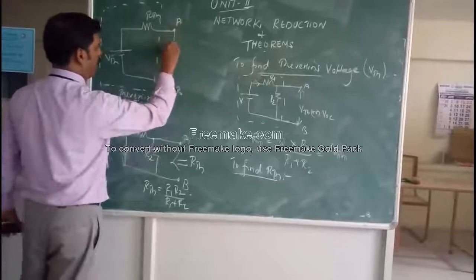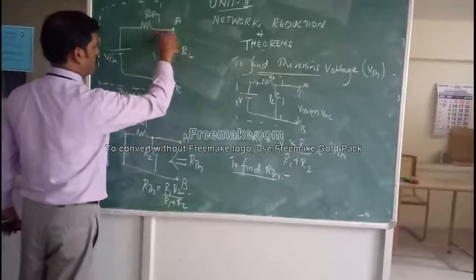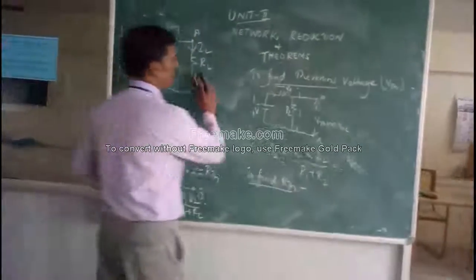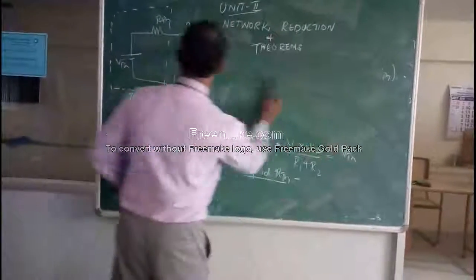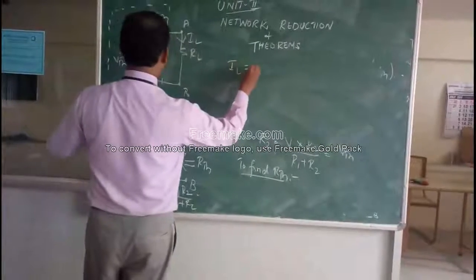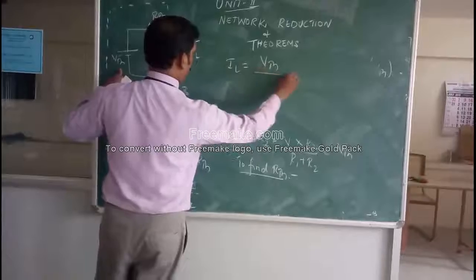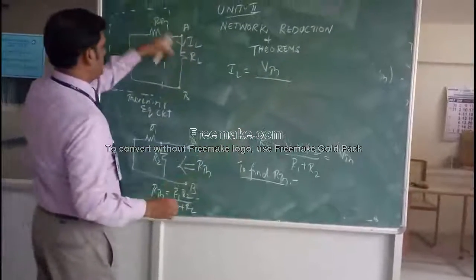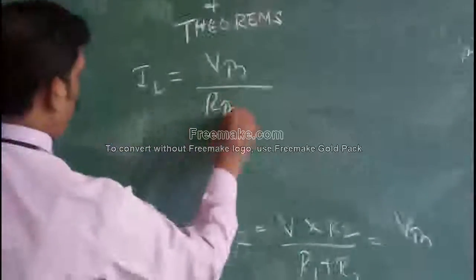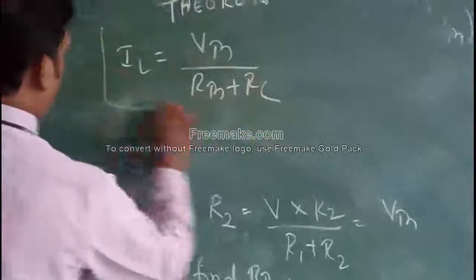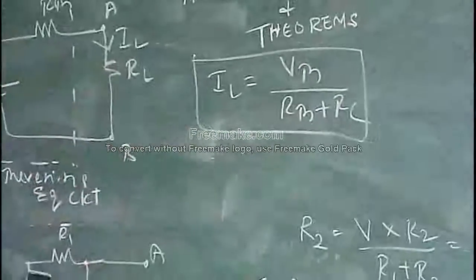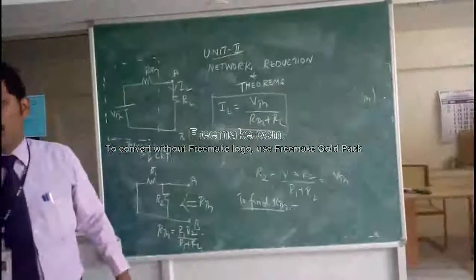Now you can find the current flowing through RL. The current flowing through RL can be found using the formula: IL is equal to the net voltage applied, which is V Thevenin, divided by total resistance, because R Thevenin and RL are both in series now. So IL is equal to V Thevenin divided by R Thevenin plus RL. So a given complex network can be modeled into a simple one, so that it is very easy to find the load currents. Thank you.